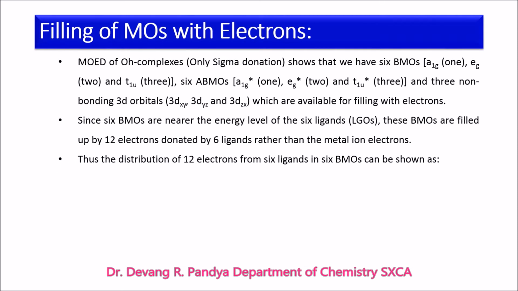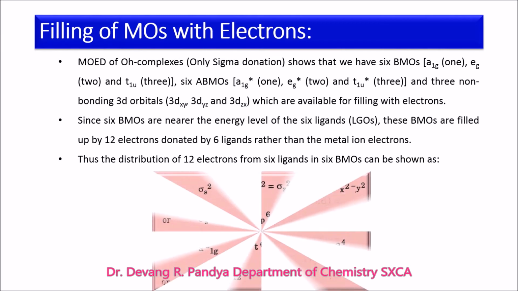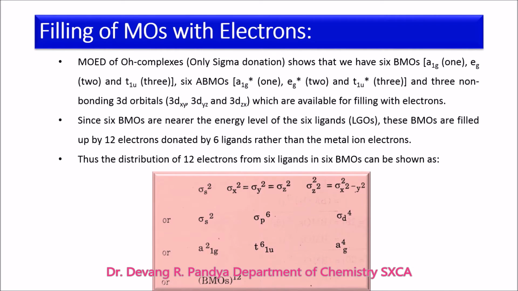Thus, the distribution of 12 electrons from 6 ligands in 6 BMOs can be shown as this. You can see A1G, 2 electrons go in, lower in energy. Then T1U is going to have 6 electrons, and then EG, here you need to correct it, because instead of EG it is written as AG. Typographical mistake, it is EG, and it is going to have 4 electrons. So 4 and 6, 10 and 2, 12 electrons would be there in BMO.